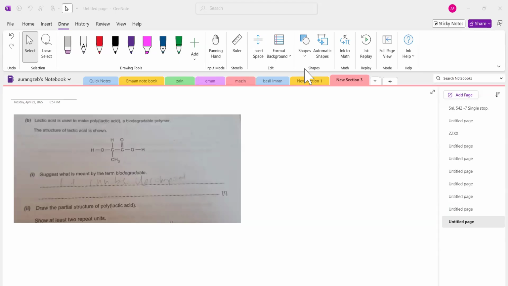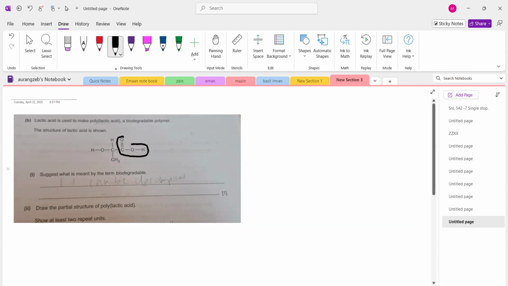Okay, students, I have received many questions about these type of questions: how to draw the polymers of the given compounds like this one. As you can see, in this case, we have to focus on the structure of the molecule. Here it's a carboxyl group, and here it's an OH group.